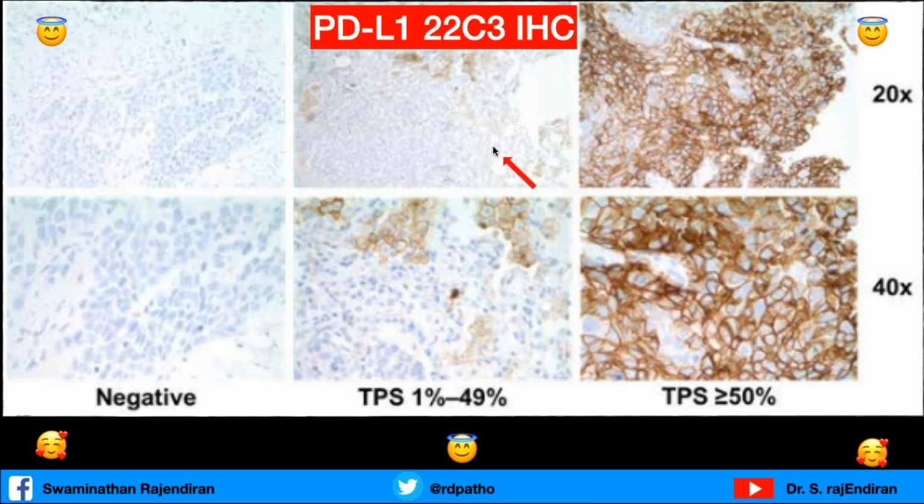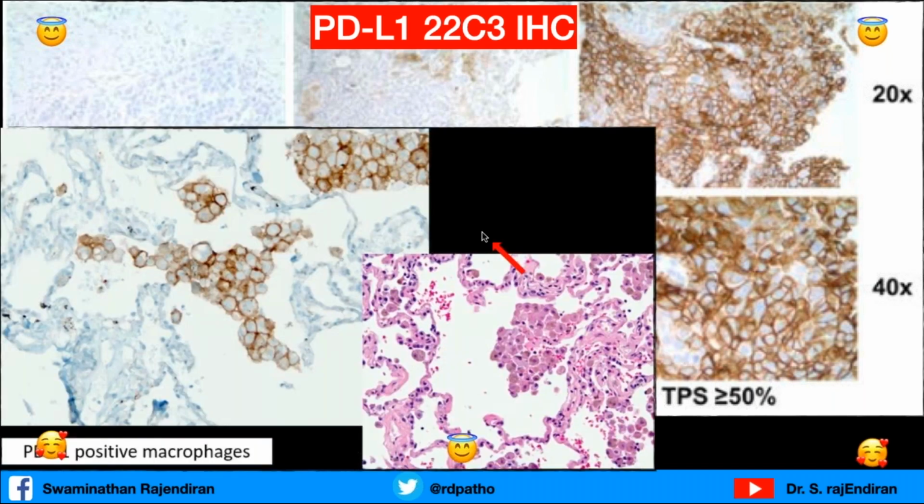A word about PD-L1, because they may ask you in the exam. It's a membranous marker. It is negative, positive less than 50%, or positive more than 50%. The intensity doesn't matter. Here it is weak intensity, here it is strong intensity. It doesn't matter. Whether it is more than 50% or less than 50% is very, very important.